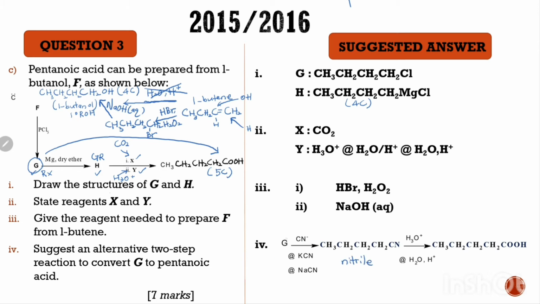Okay, so G tadi adalah 1 chlorobutane. So G kita adalah haloalkane with 4 carbon atom. Okay, tapi bila buat reaction dengan CN-, so CN- substitute position of Cl. So kat sini dah berlaku penambahan 1 carbon. Okay, bila dapat nitrile compound, and then nitrile compound undergoes hydrolysis to form carboxylic acid.